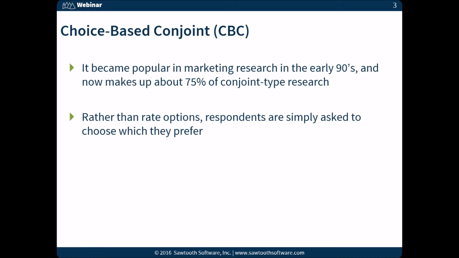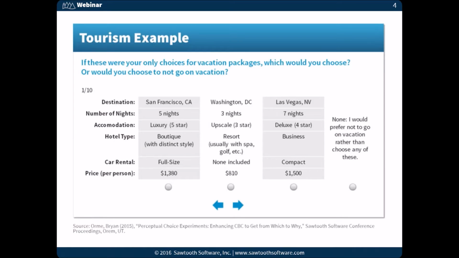But first, what is CBC? CBC came around in marketing research in the early 90s, and if we look at our users at Sawtooth Software, about 75% of the market research they are doing is conjoint type research. And rather than rate options in a survey, respondents are simply asked to choose which they prefer.